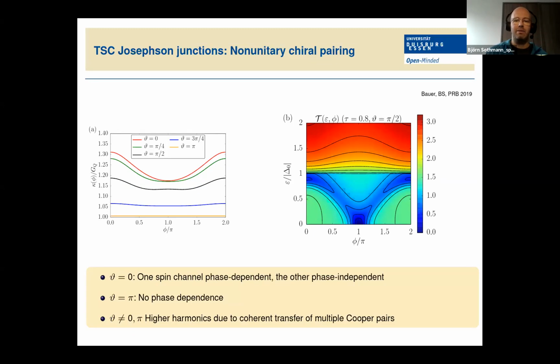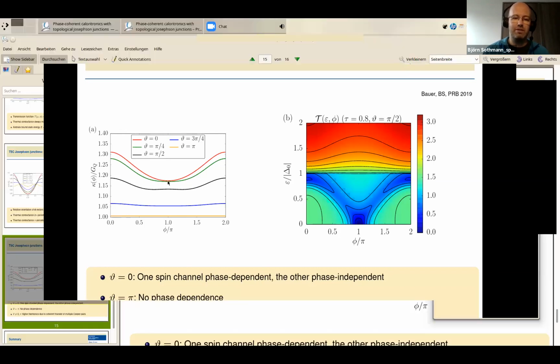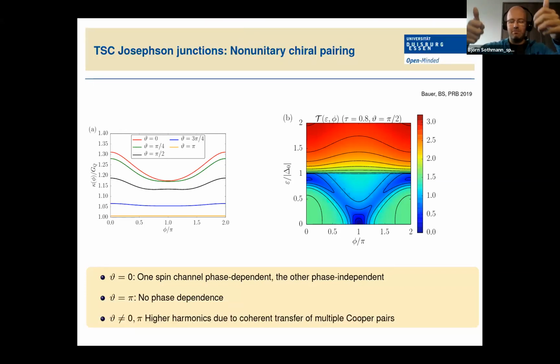All right, now let's come to the non-unitary chiral pairing. There it again plays a role how the d vectors are oriented relative to each other. The parallel case is sort of the trivial one where we get a minimum of the thermal conductance at phase difference pi because this paired channel shows the same properties as in the helical and in the unitary chiral phase.